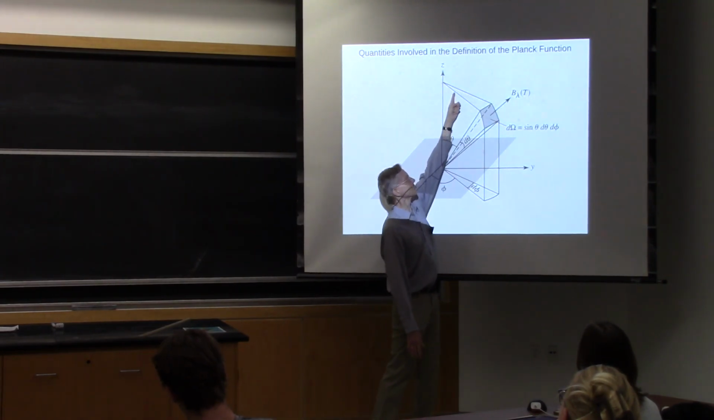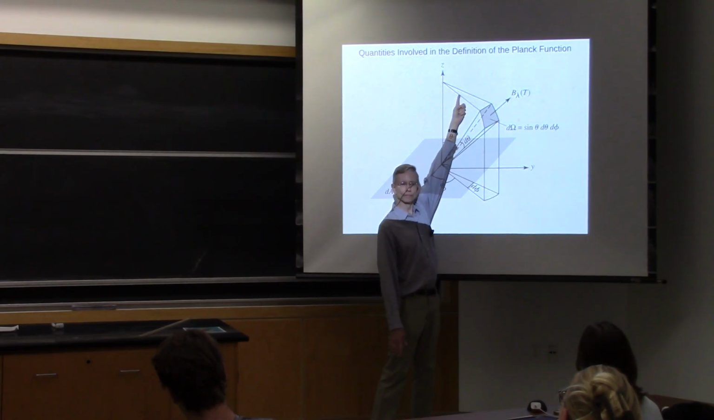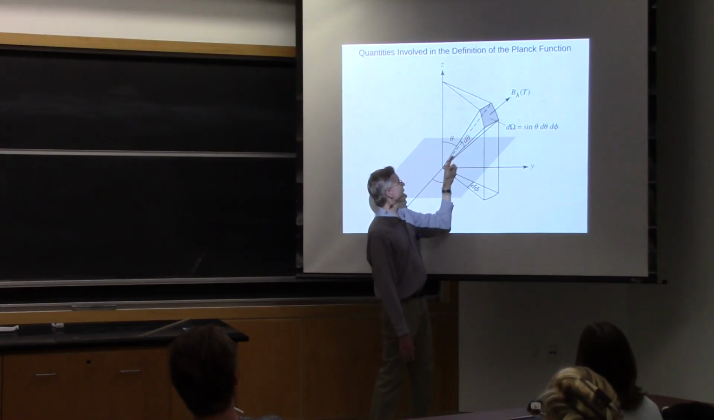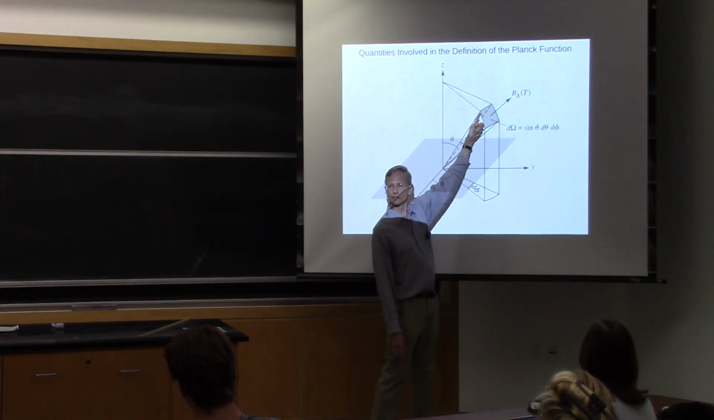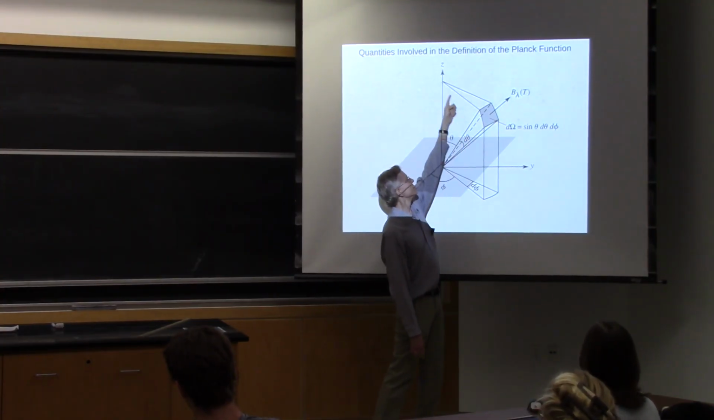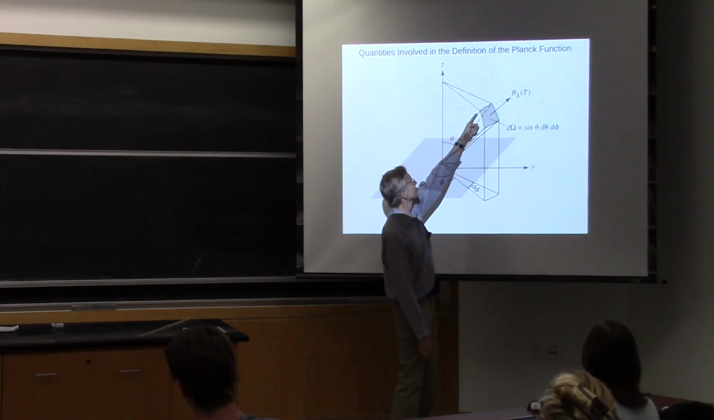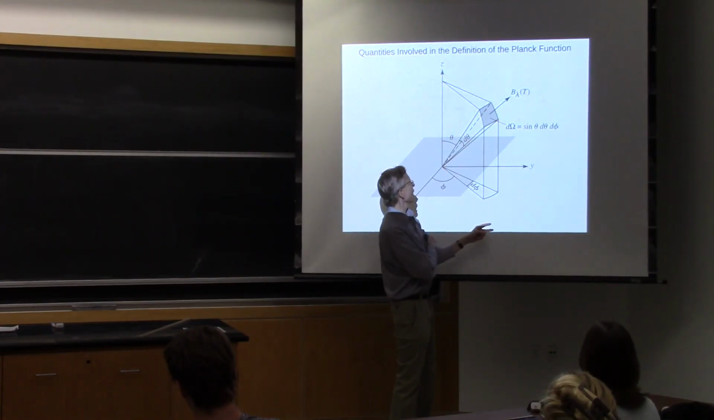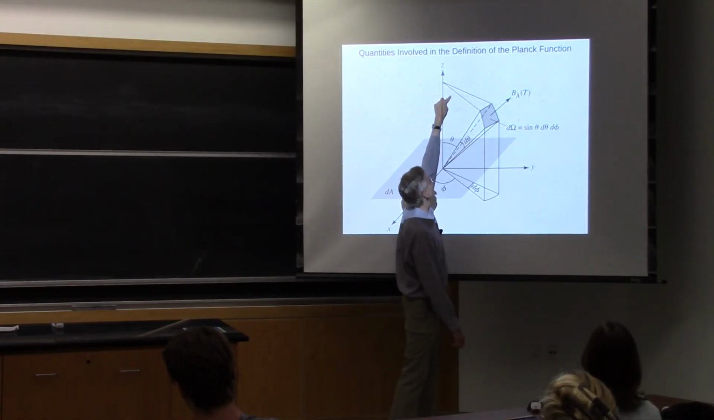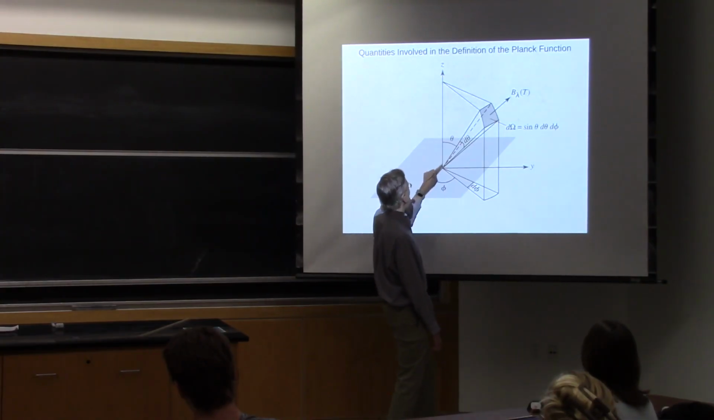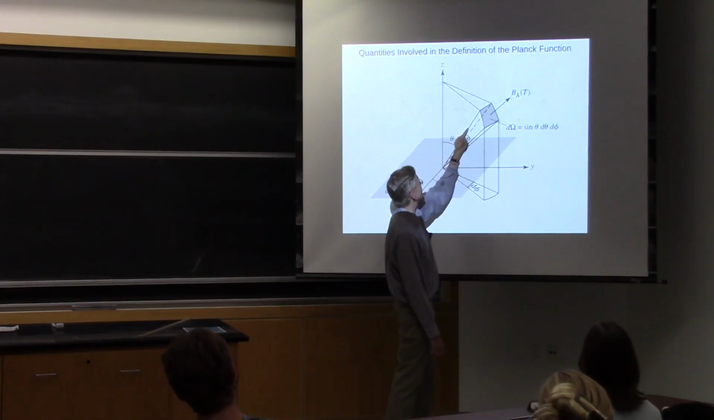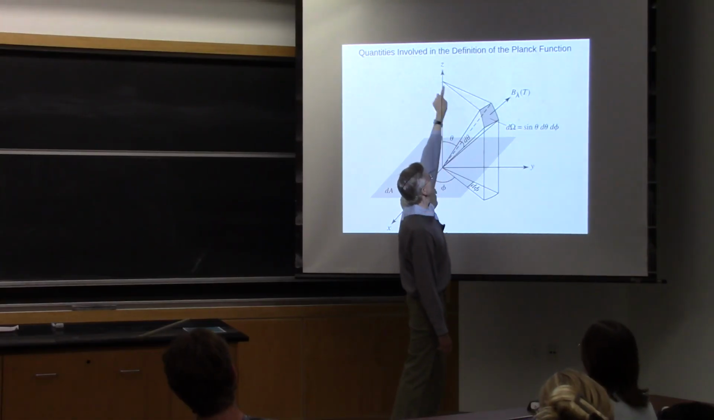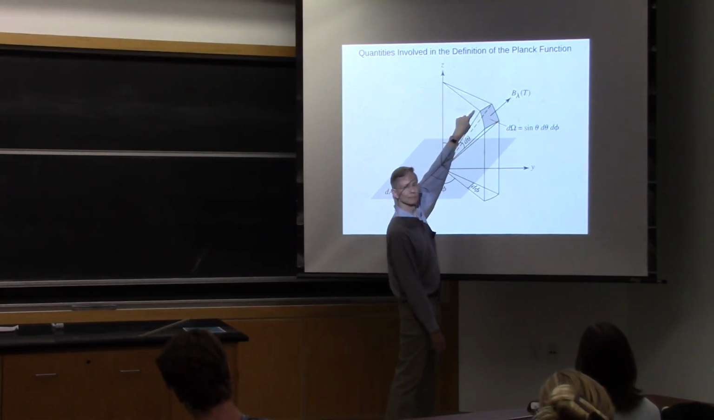Even though it doesn't look like it, because it's a perspective drawing, this is a right angle right here. And the hypotenuse is r, the radius of the sphere. And this distance right here is the side of this right triangle that is opposite angle theta.